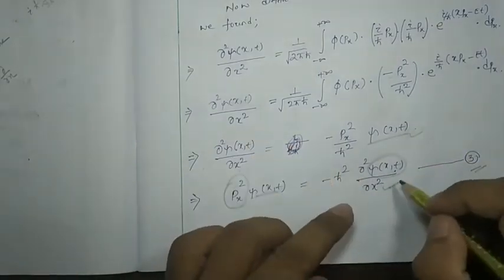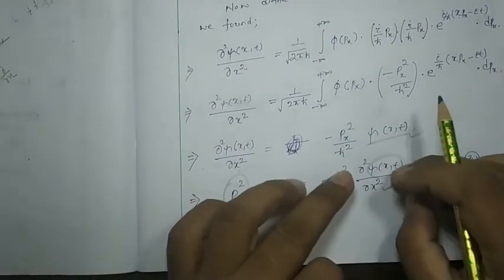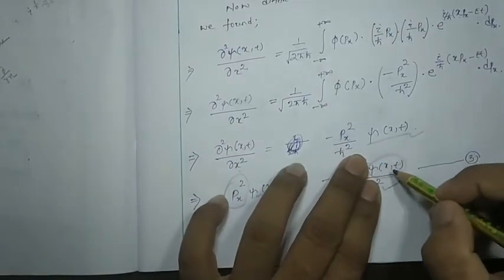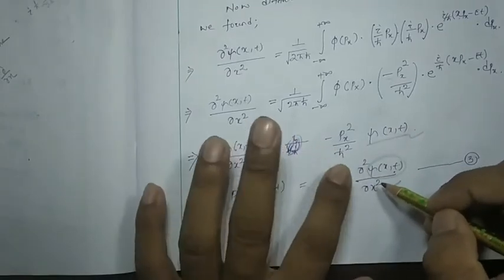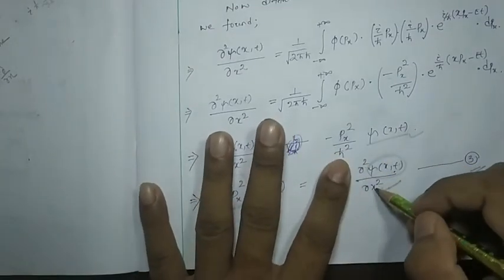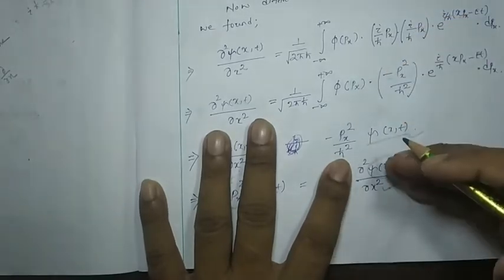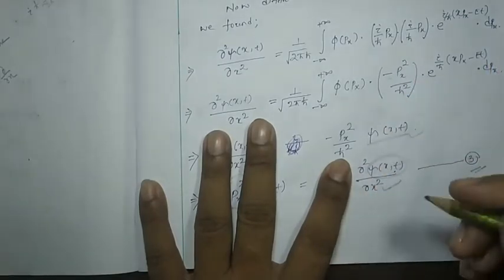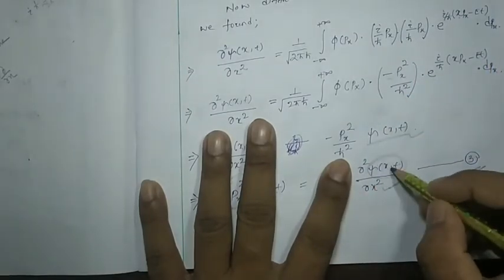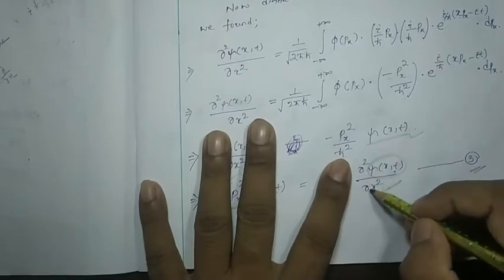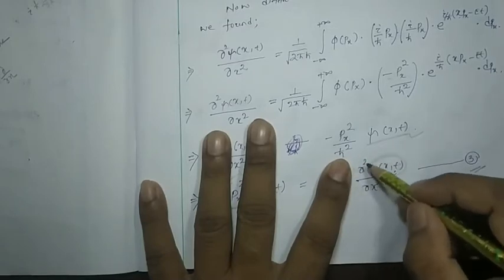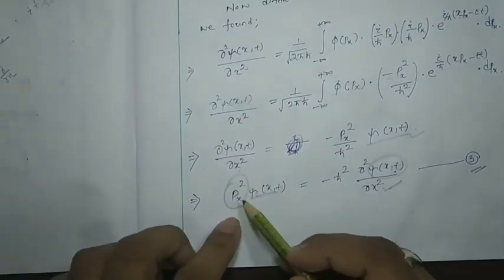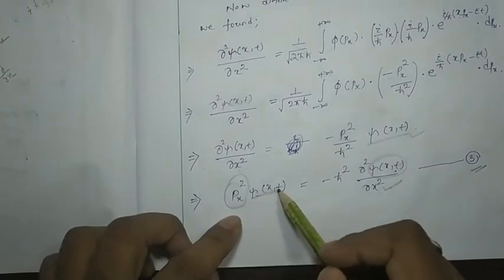So again, I am going to represent the right hand side. If we consider psi xt, the del square by del x square, this is the constant, leave it. Del square by del x square is an operation applied over the psi xt. So if del square by del x square is an operation on the psi xt, hence px square is also an operation on the psi xt.